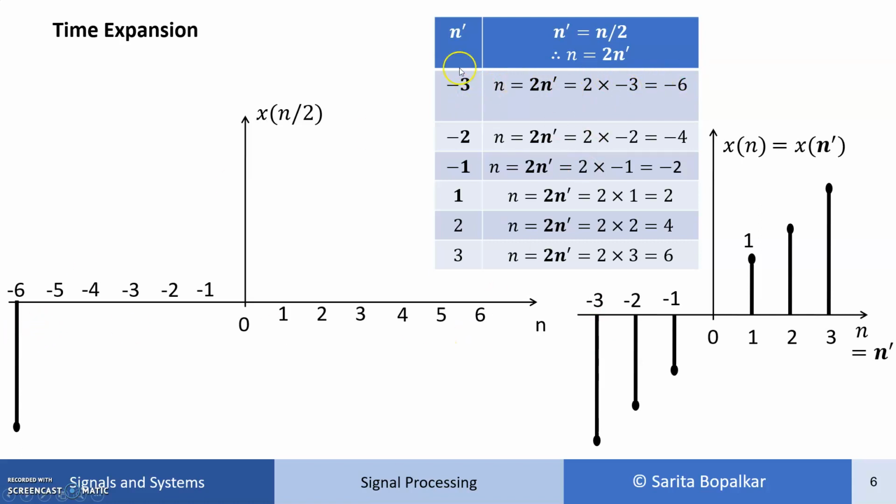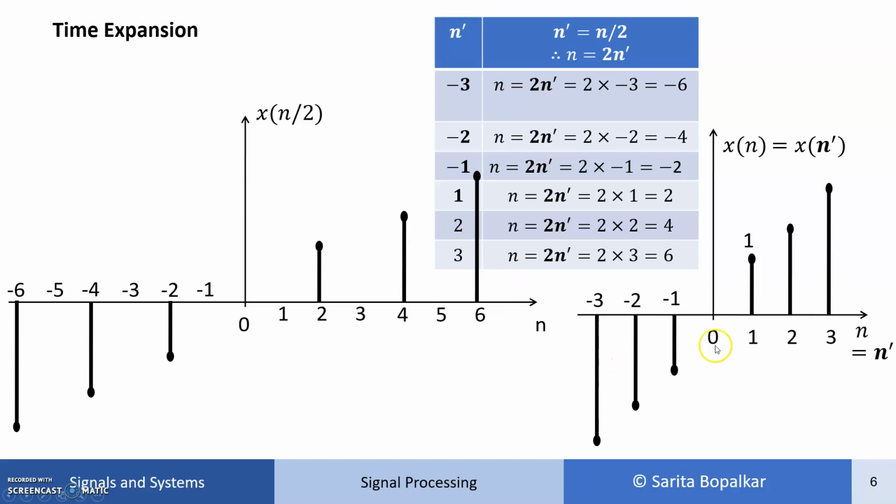N dash is equal to -2, amplitude gets shifted to n is equal to -4. Similarly, n dash is equal to -1, amplitude gets shifted to n is equal to -2. Then n dash is equal to 1, amplitude gets shifted to n is equal to 2. N dash is equal to 2, amplitude gets shifted to n is equal to 4. N dash is equal to 3, amplitude gets shifted to n is equal to 6.